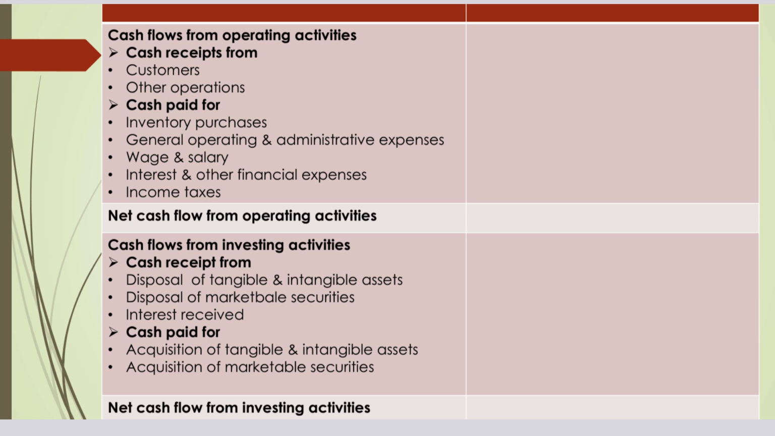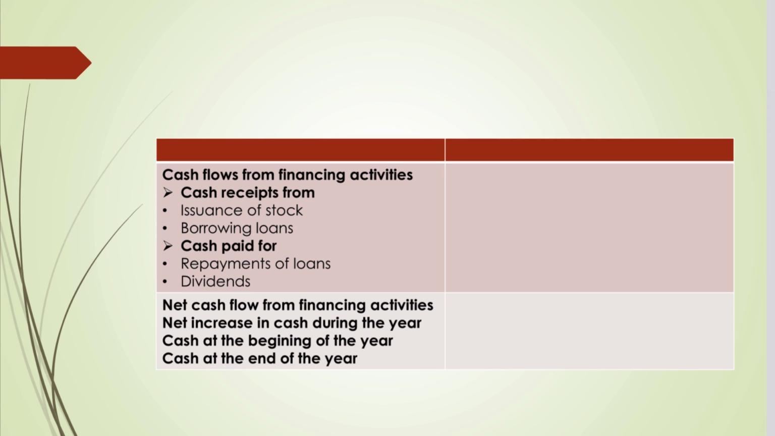And in the third section we have the cash flow from financing activities. We have the cash flow in, which is the issuance of stock or borrowing loans, and the cash flow out, which is the repayment of loans and dividends. Finally, we have the net cash flow from financing, investing and operating activities. At the end, we have the net increase in cash during the year, and we have the cash at the beginning of the year. And now we can calculate the cash at the end of the year.